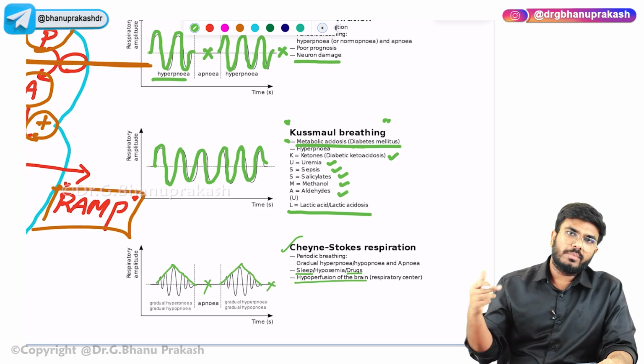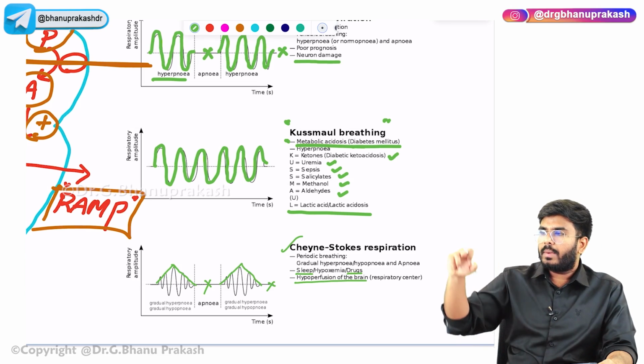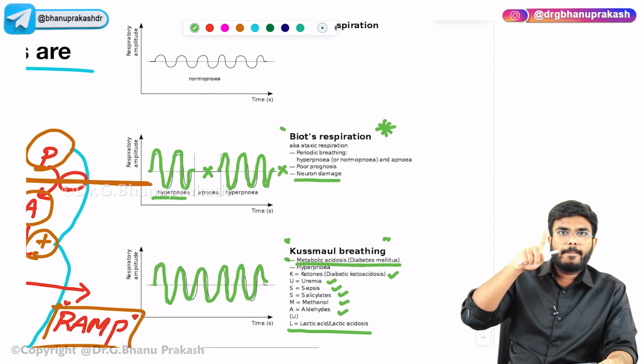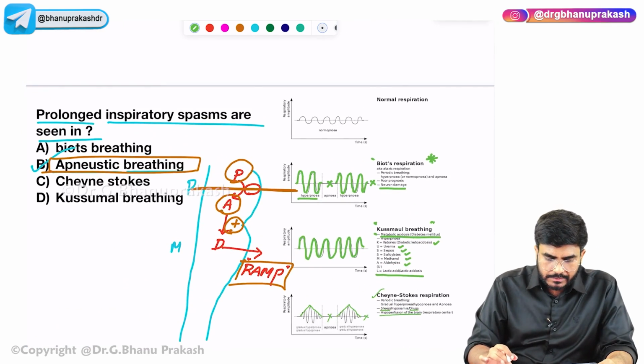Continuous hyperpnea is going to be seen in Kussmaul's breathing, and next hyperpnea, hypopnea, apnea, hyperpnea, hypopnea, apnea. That's going to be Cheyne-Stokes. And Biot's. What is Biot's? Hyperventilation, apnea. Hyperventilation, apnea. That's Biot's.